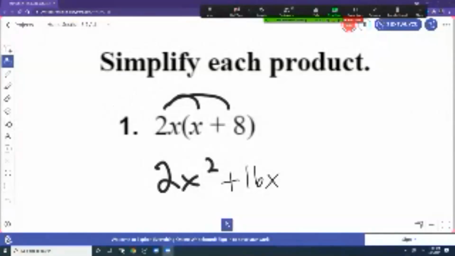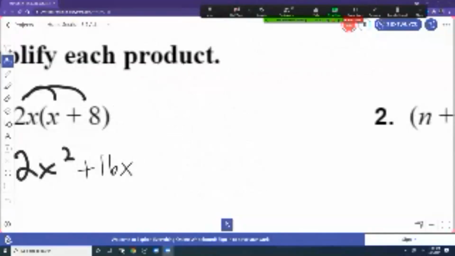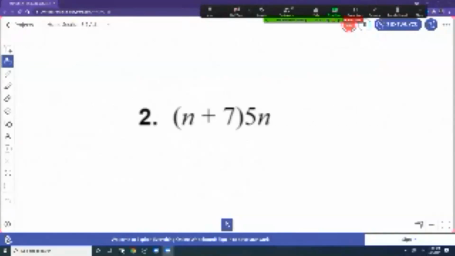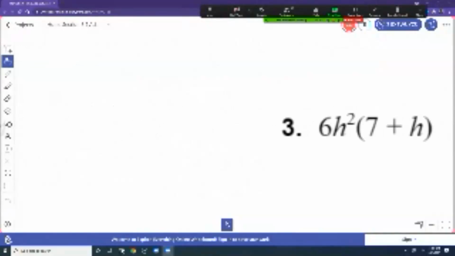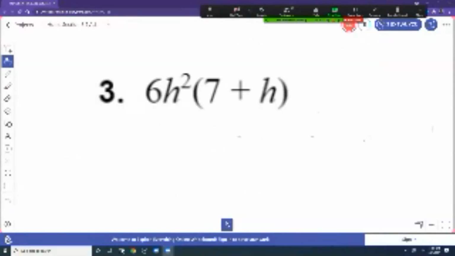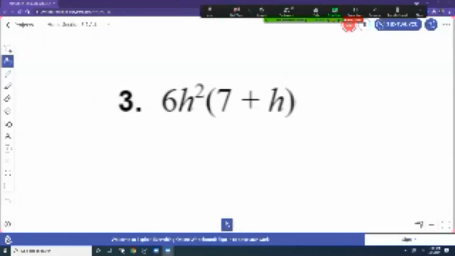All right, so that's number 1. So you're gonna do number 2 on your own. And I did do a video, so once you do it, you can check your answer. Let's go ahead and do number 3. So tell me once again, what are we gonna have to do with number 3? We have 6h squared, parentheses 7 plus h. Does anybody know what we have to do?